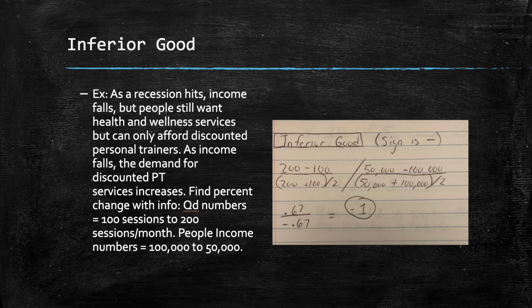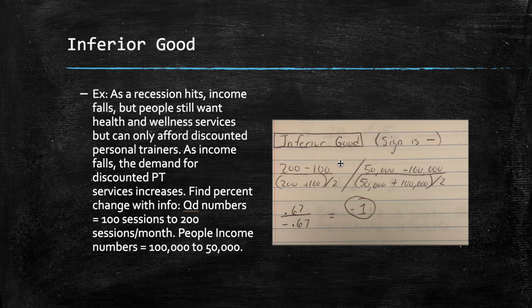And we're still going to use that same formula as we did in the previous slide. So here's an inferior good, just plug in your numbers. 200 is Q2 and 100 is Q1. So you do Q2 minus Q1 over Q2 plus Q1 divided by 2, and then you just plug and chug those numbers. Same thing with the price: 50,000 is P2 and 100,000 is P1. So you do 50,000 minus 100,000, and then 50,000 plus 100,000 divided by 2.